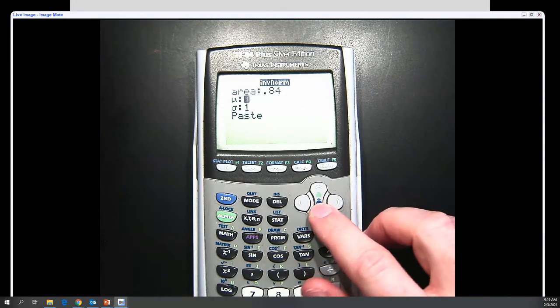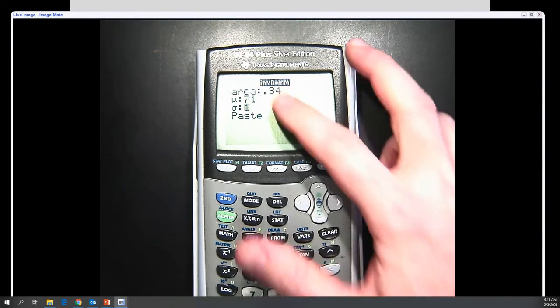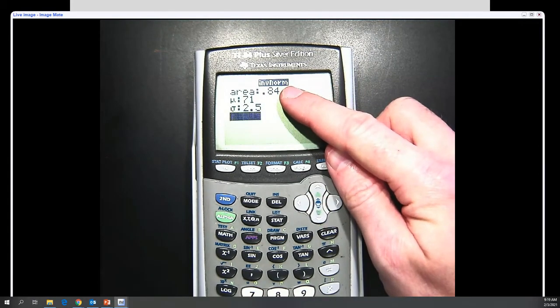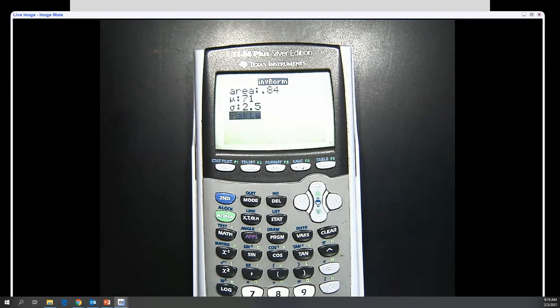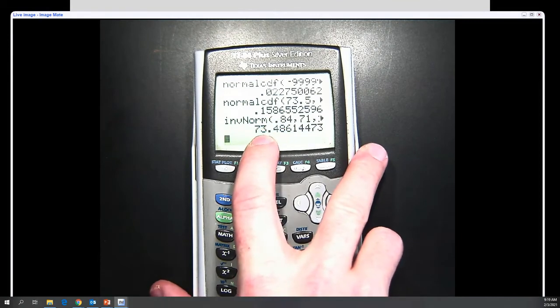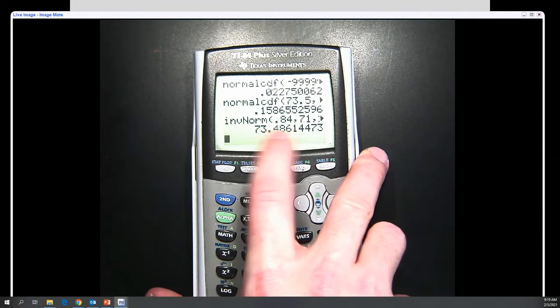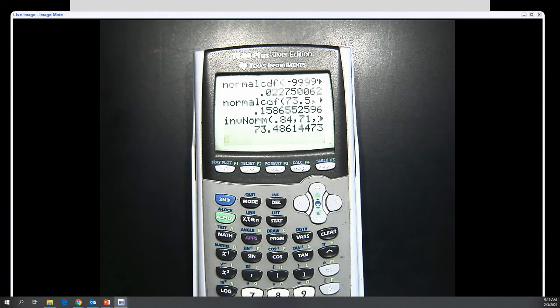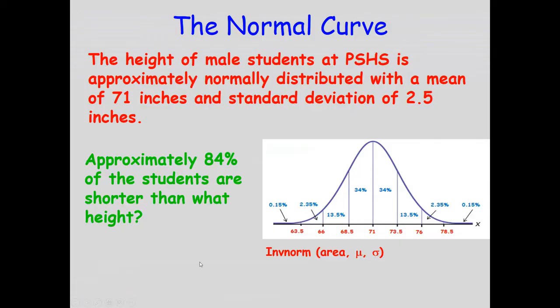The center was still 71 inches, and the standard deviation is 2.5. And so what this is going to do is find the height that is taller than 84% of the people for this population. And so that's apparently 73.49. 73.49 inches is taller than 84% of the population. And there you go. Make sure you put inches on this because now you're finding an actual value of height. So you need to make sure you put the correct units.